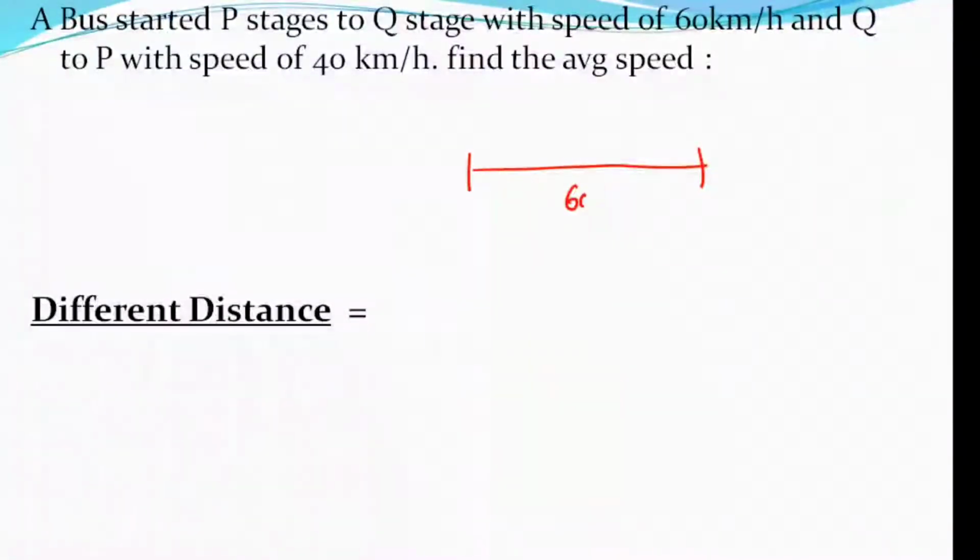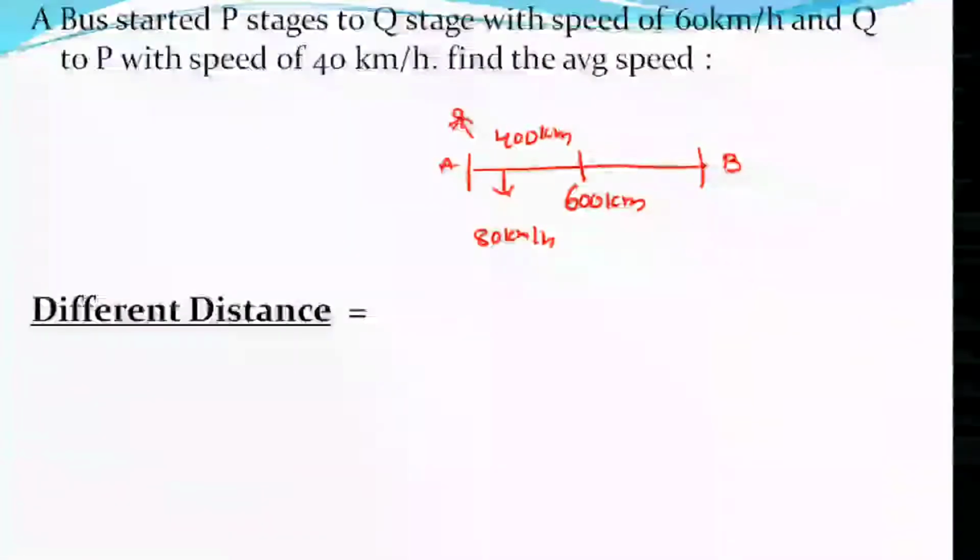For example, the total distance is 600 kilometers. A person is moving from A stage to B stage. He moves the first 400 kilometers with a speed of 80 kilometer per hour and the remaining distance with a speed of 40 kilometer per hour. Then find the average speed.